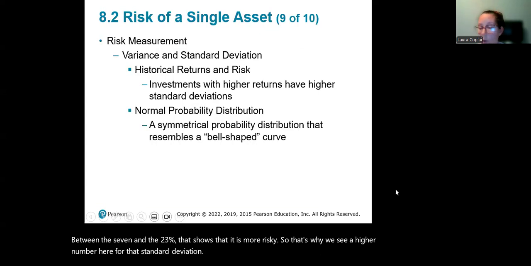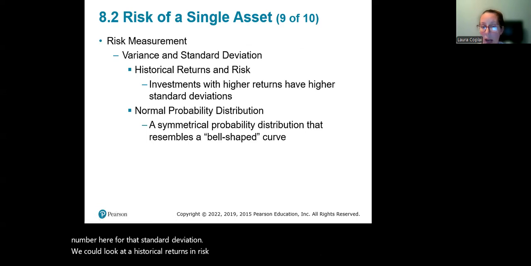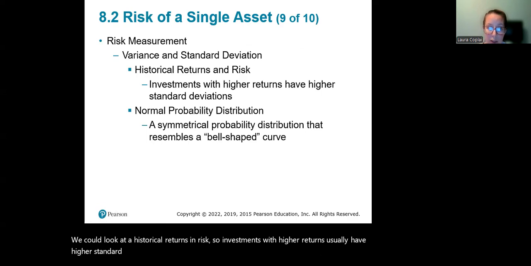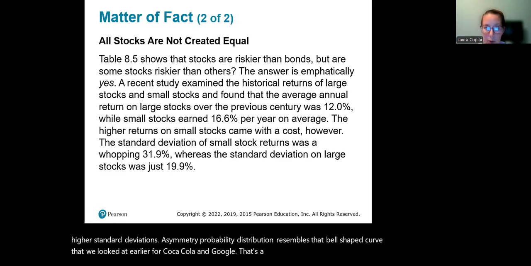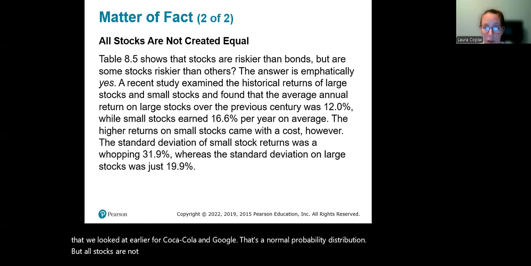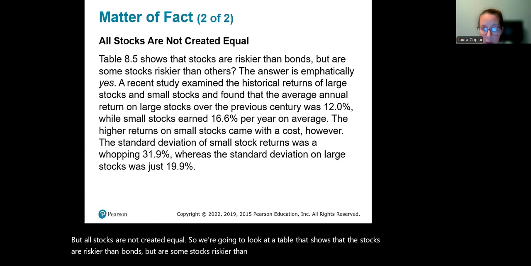We could look at historical returns and risk. Investments with higher returns usually have higher standard deviations. A symmetric probability distribution resembles that bell-shaped curve that we looked at earlier for Coca-Cola and Google. That's a normal probability distribution. But all stocks are not created equal. So we're going to look at a table that shows that stocks are riskier than bonds, but are some stocks riskier than others? It's obviously a huge yes.